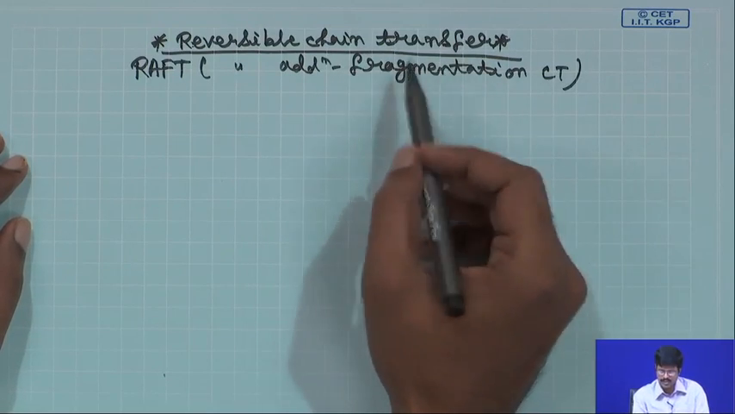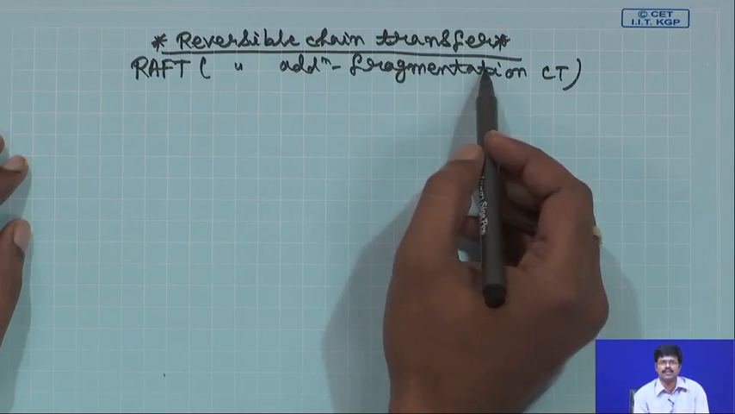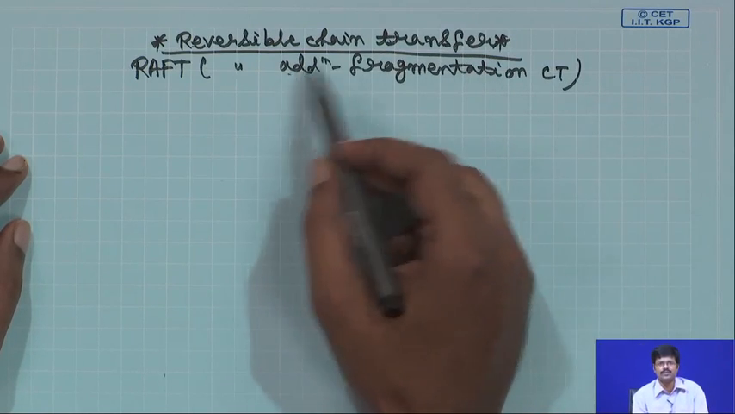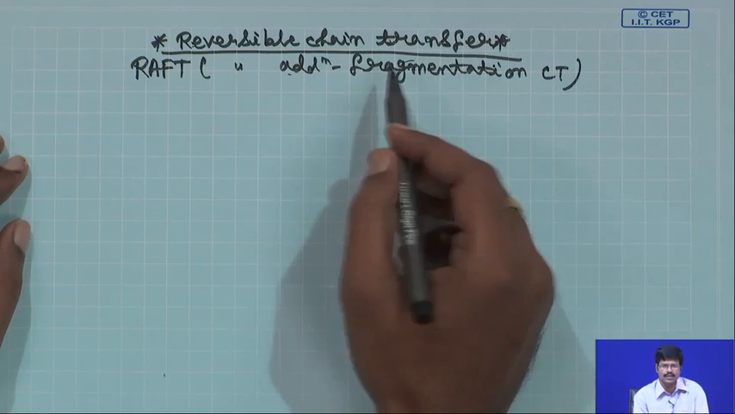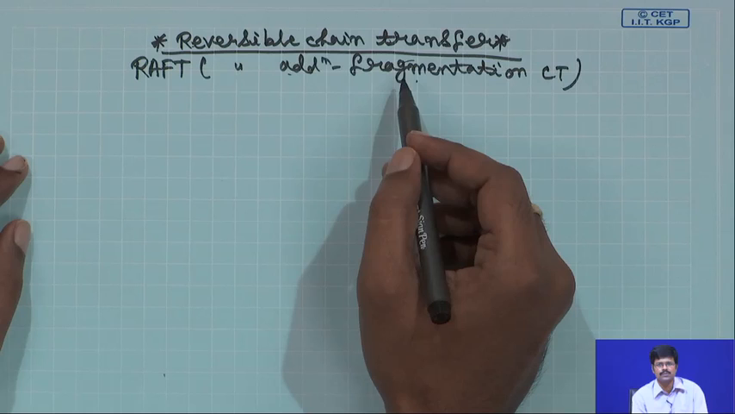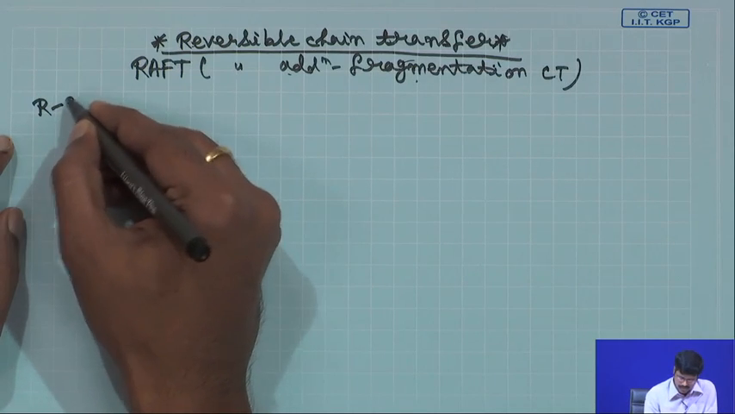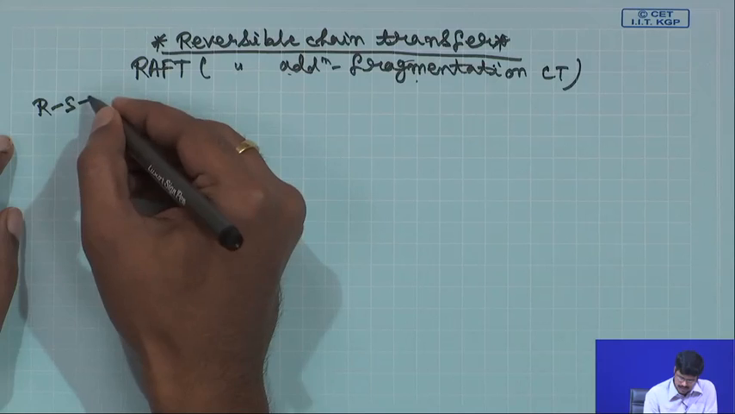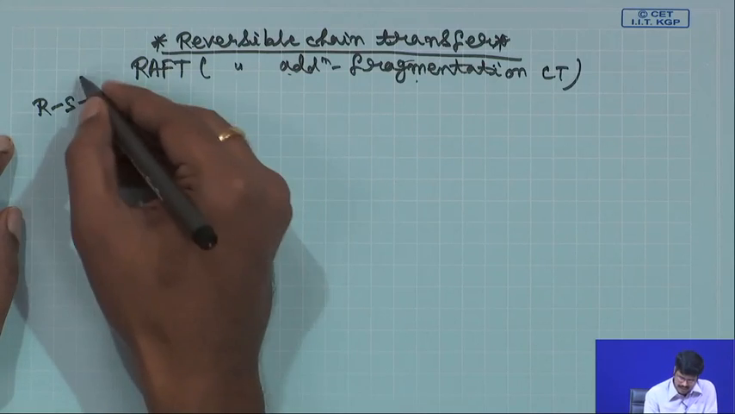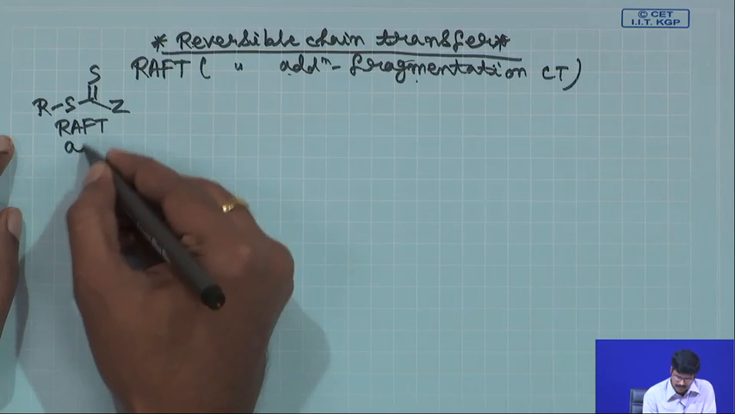chain transfer you are basically creating the dormant species, and that chain transfer is reversible, that is the idea. So, the dormant species is being created through reversible chain transfer, unlike in ATRP or NMP where the dormant species is being created through reversible termination. So, you basically have a RAFT agent which is nothing but this.